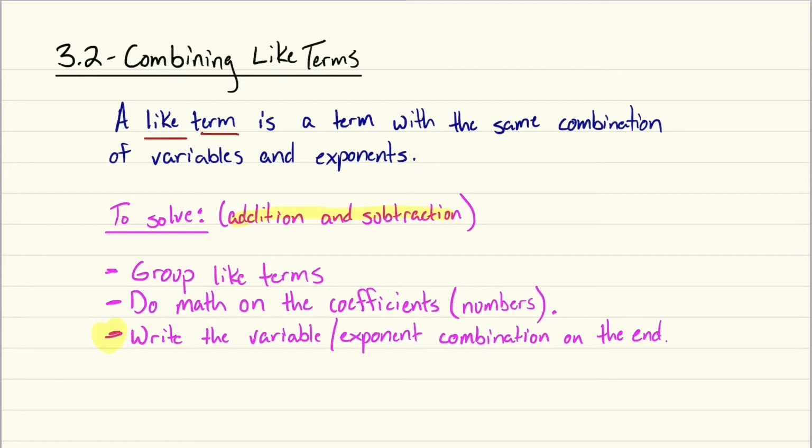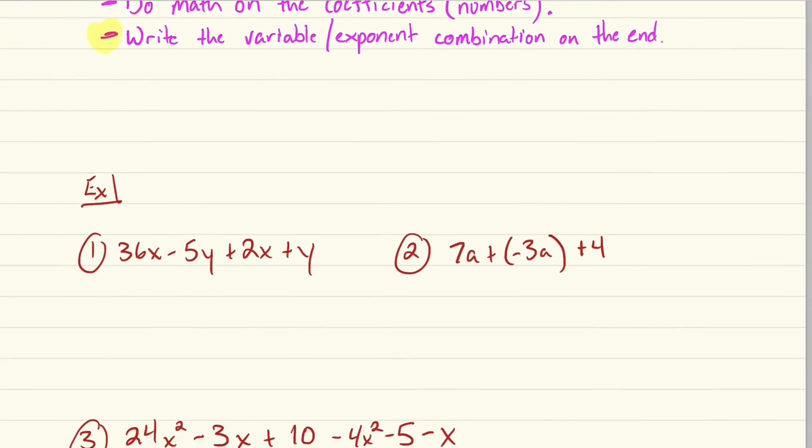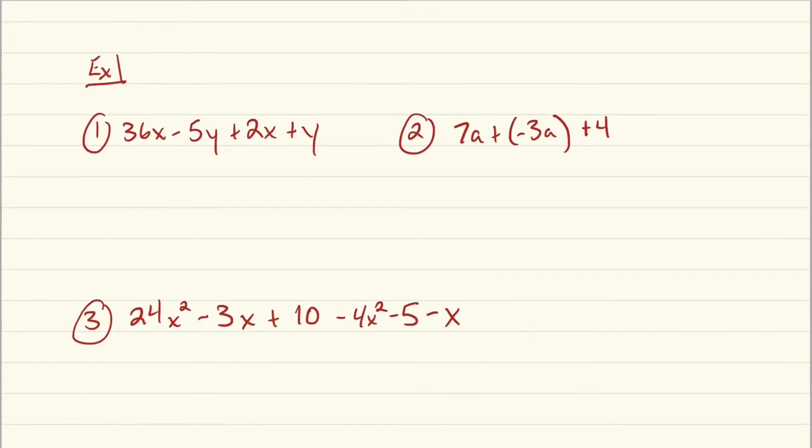All right, so let's scroll up here and take a look at 3 examples of combining like terms. Our first problem, we have 36x minus 5y plus 2x plus y. So, I can kind of spot my like terms. I can see that I have an x, and then separately I have y's. So, I can group one set of like terms here, 36x plus 2x.